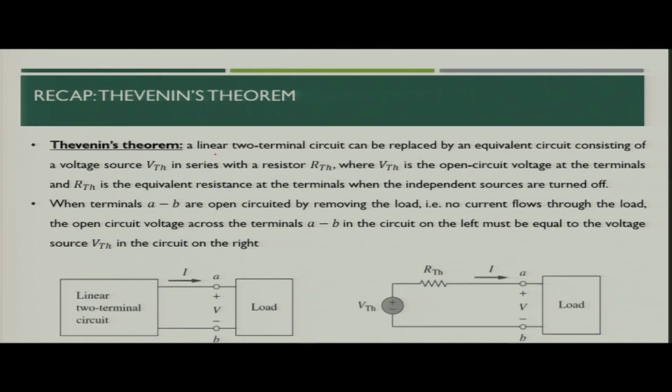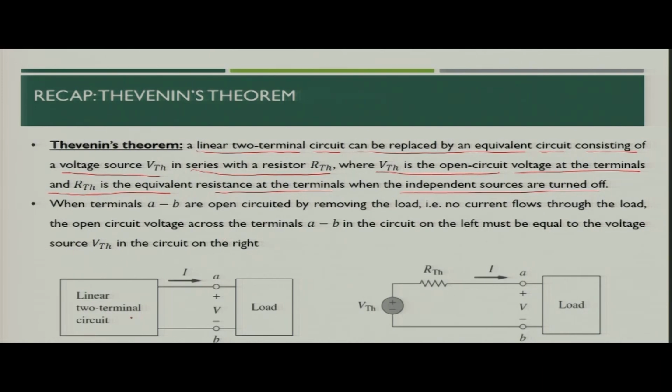We discussed Thevenin's theorem, and we discussed that a linear two terminal circuit can be replaced by an equivalent circuit consisting of the voltage source Vth in series with a resistor Rth, where Vth is the open circuit voltage at the terminals and Rth is the equivalent resistance at the terminals when the independent sources are turned off. So, when we calculate Rth, we turn off the independent sources. That means the independent voltage source would be short circuited and the independent current source will be open circuited.